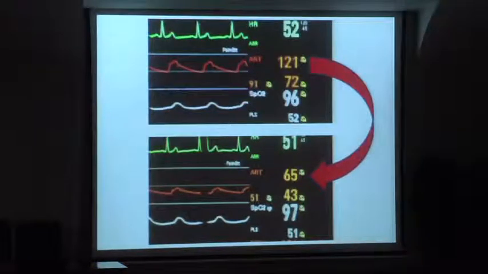After opening the shunt, you can see pressure go down by 50% in carotid pressure.